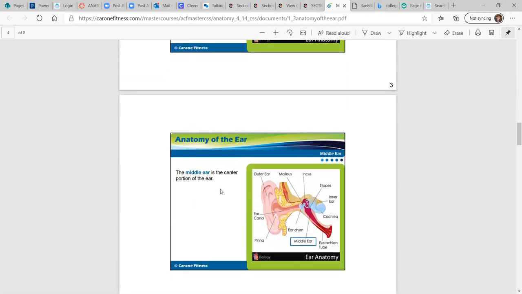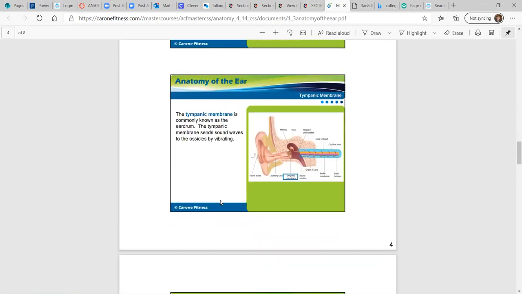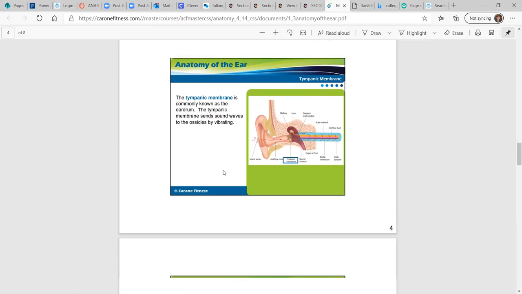The middle ear is the very center portion of the ear. So right here, the tympanic membrane, also known as the eardrum, sends sound waves to the ossicles by vibrating. So as sound waves enter here, it vibrates and sends it further down the ear.